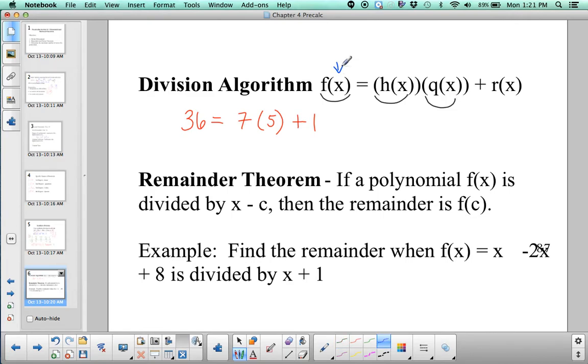We call this, or our 36, the dividend. We have our divisor. We have our quotient, and then of course the remainder.